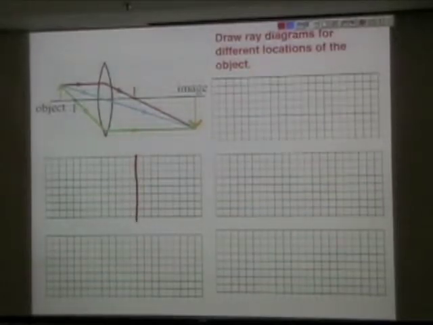So let's say 1, 2, 3, 4, 5, 6. The focal distance is 6 blocks. So the double focal distance is 1, 2, 3, 4, 5, 6 more, 12 blocks from the lens.